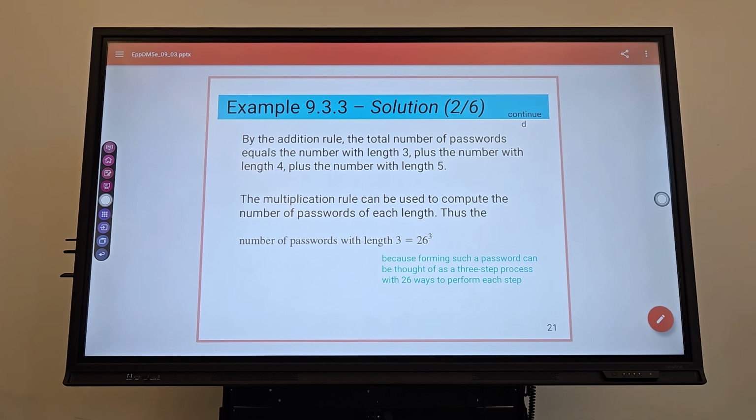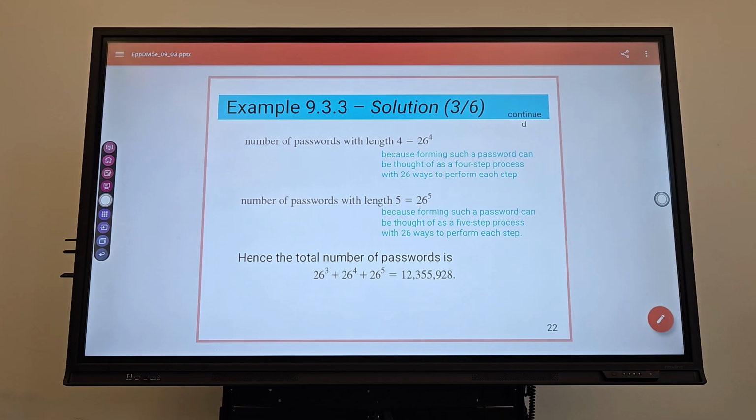So the passwords of length 3 number 26 to the 3rd power. Length 4 is 26 to the 4th power. Length 5 is 26 to the 5th power. So the total number of passwords is 12,355,928.